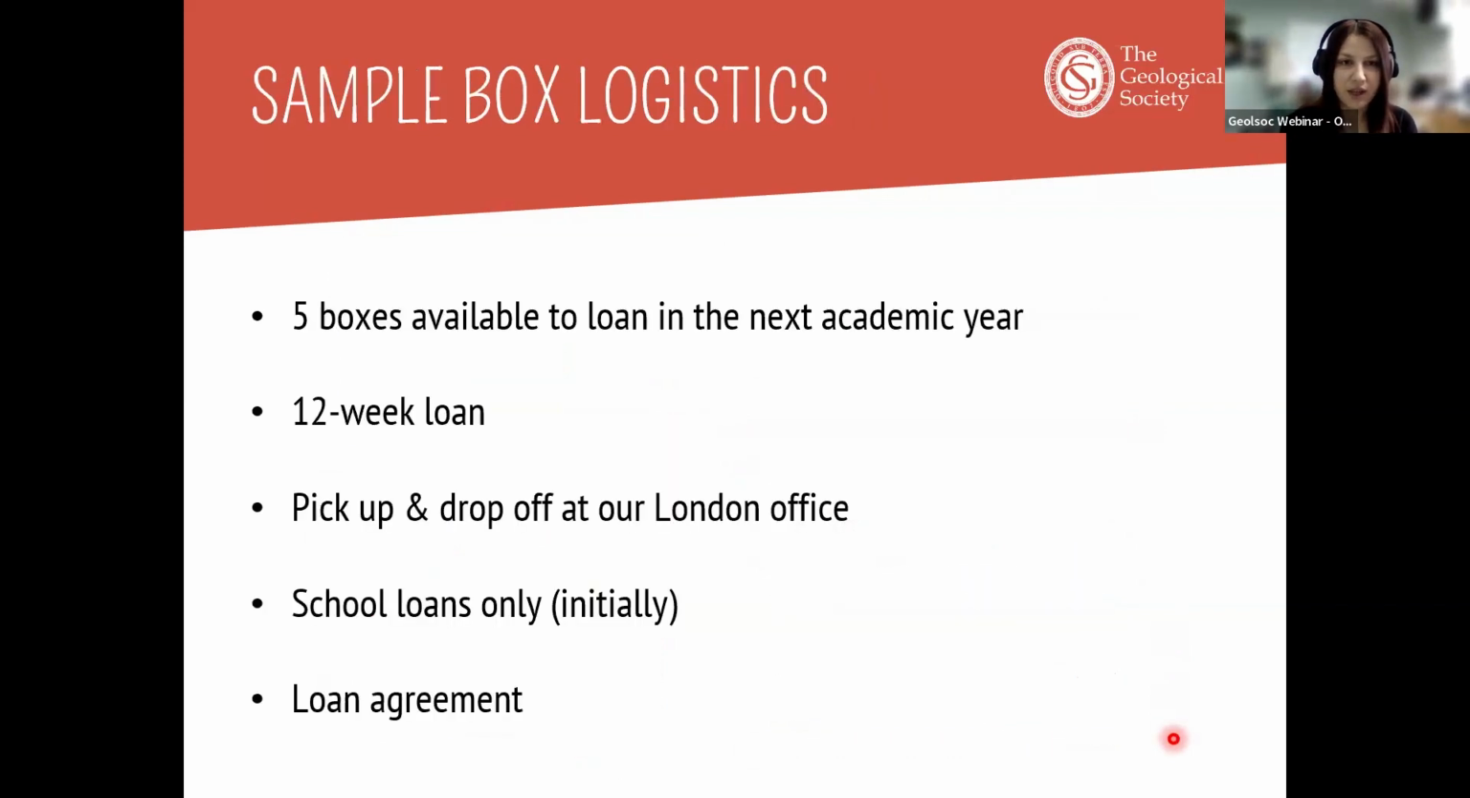Yeah, in terms of logistics, so how do you get this box? We have 5 of them available for loan. For those of you who were in the Key Stage 2 showcase, I know I said 3 back then. We've since increased it to 5 because we realized there'll be a lot of interest in this. They'll be available for a 12-week loan, and there'll be a window for pickup and drop-off at our London office. So pickup will be at the start of term or just before, drop-off at the end of term.